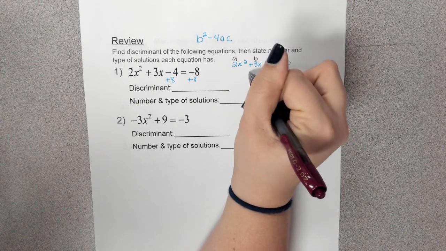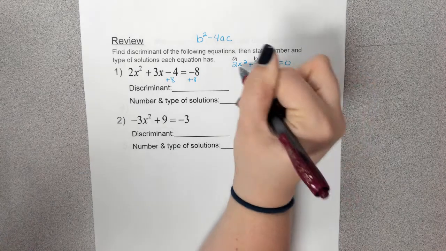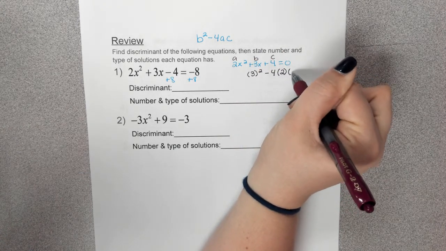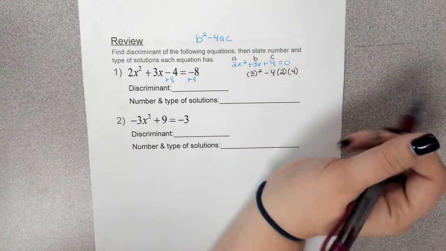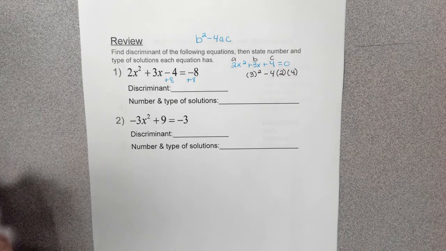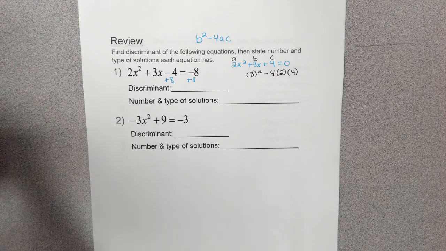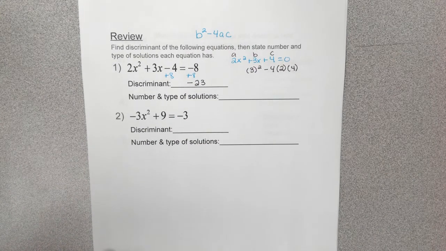So I'm going to plug in, I've got 3 squared minus 4 times a, which is 2, times c, which is 4. You're not dealing with the 0, we're just looking at that discriminant, which is just those numbers. Once I get that, I plug that in my calculator, so I'm going to do open parentheses 3 closed, squared, minus 4, open parentheses 2, closed, open parentheses 4, closed, enter, and you're going to get negative 23. So that becomes my discriminant.